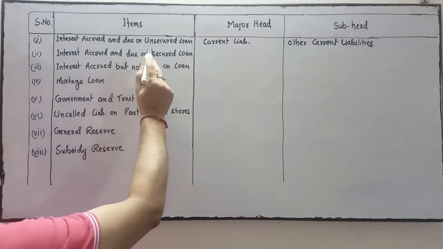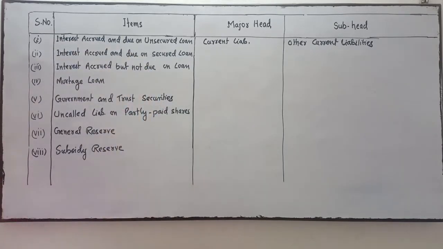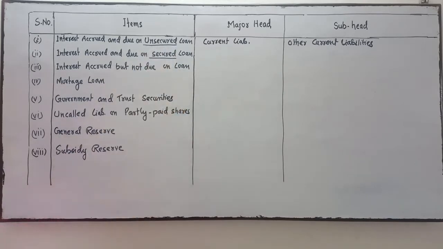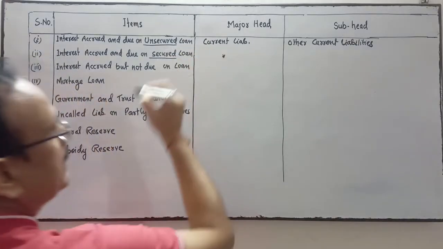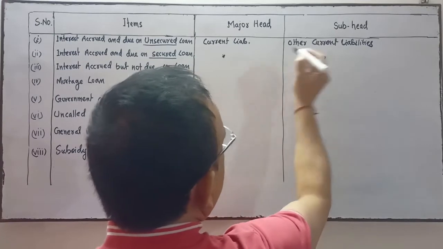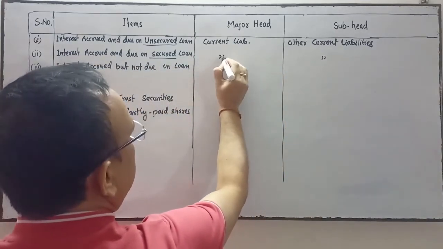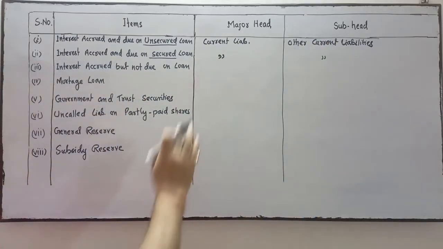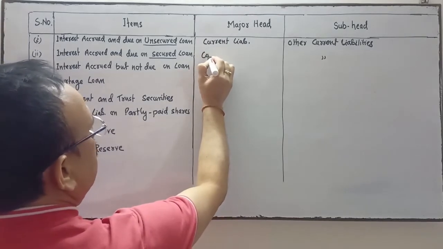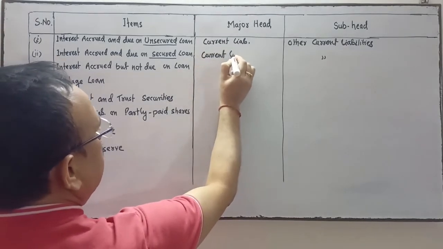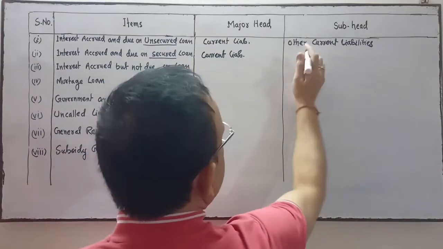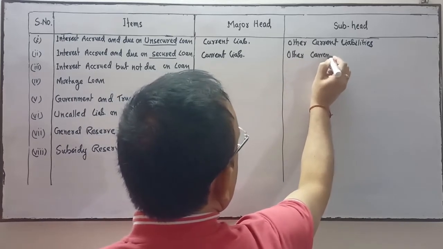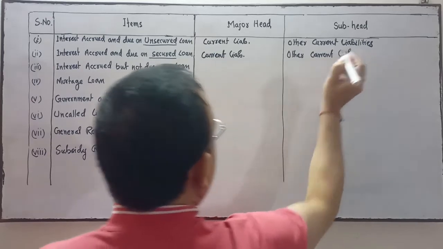Interest accrued and due on secured loan. First one was related to unsecured loan; the second is related to secured loan. This also comes under the same heading, current liability, and the subheading is other current liability.